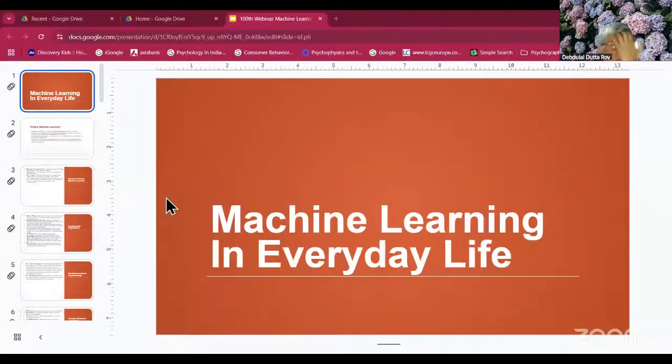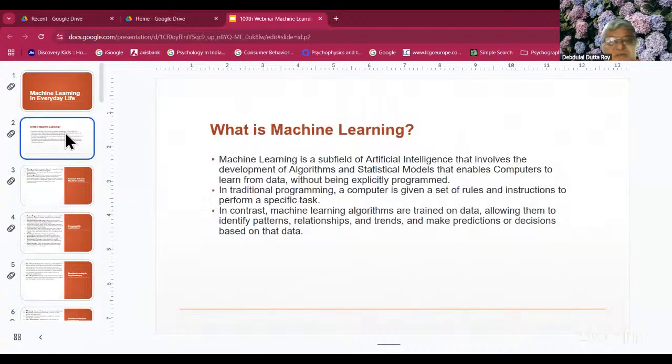This is the basic introduction of machine learning in everyday life. What is machine learning? Machine learning is a subfield of artificial intelligence that involves the development of algorithms and statistical models that enable computers to learn from data without being explicitly programmed. That means the initial stage is the collection of the data, and the second point is the development of algorithms and statistical models to understand the pattern of the data, to understand different insights from the data. And this is a subfield of artificial intelligence.